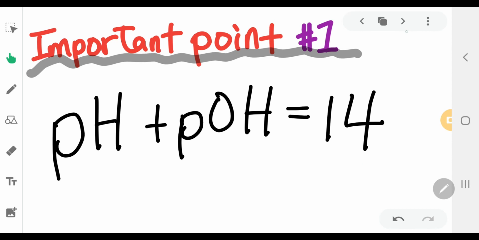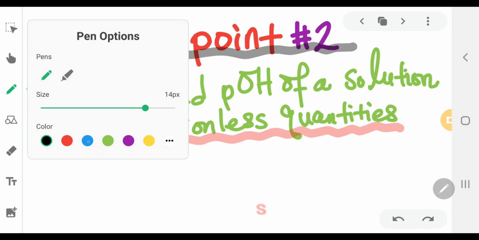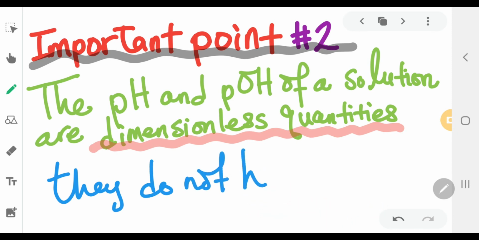Important point number 2 is that pH and pOH are dimensionless quantities. That means they do not have units. Okay, so the value will stand as itself. So if you have pH equals 7, it will be just 7 without any units. If you have pH equals 5, it's just going to stand by itself.